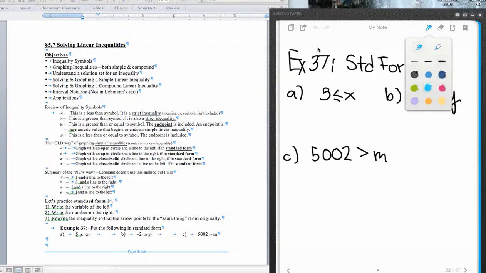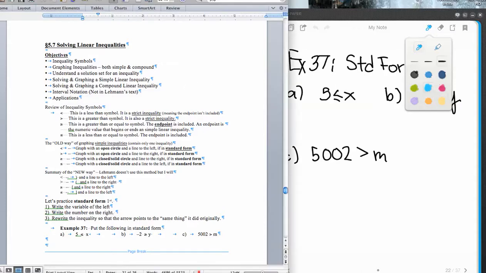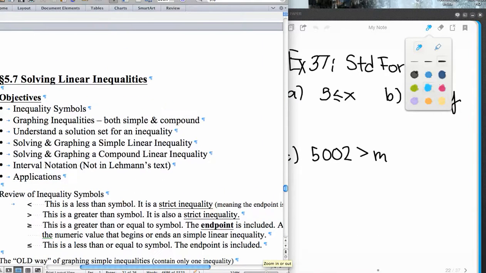Okay, this begins our lectures on section 5.7, solving linear inequalities. Our objectives will be to review the inequality symbols, to graph inequalities, both simple and compound, understand the solution set for inequalities, solve and graph simple linear inequalities, solve and graph compound linear inequalities, learn interval notation, and learn applications.